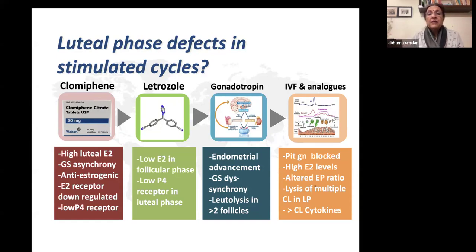Gonadotropin might also do this if there are more than 2 follicles, because luteolysis will happen.